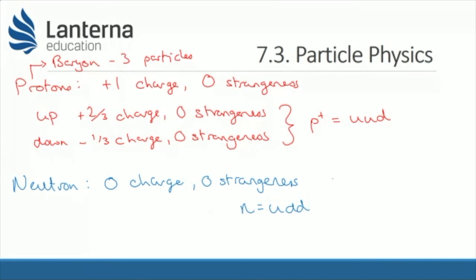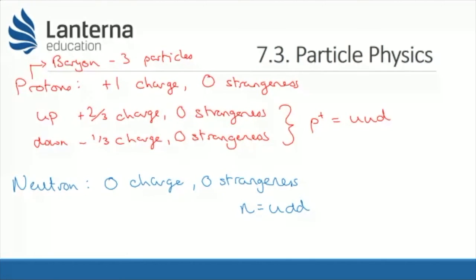So these are 2 that I would definitely remember. For a proton, I would almost say P-U-U-D. So a proton is up, up, down, PUD. And then a neutron is up, down, down. So it's a NUD. Okay, so PUDs and NUDs.